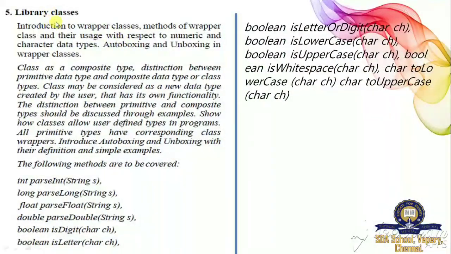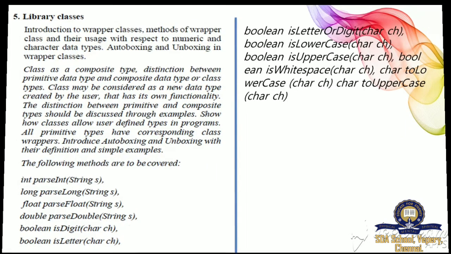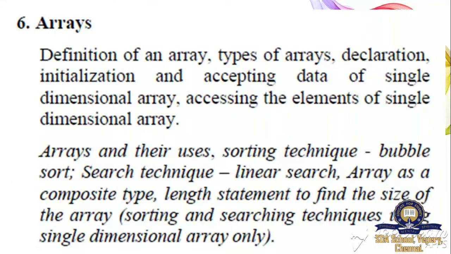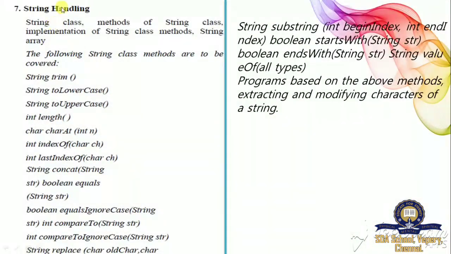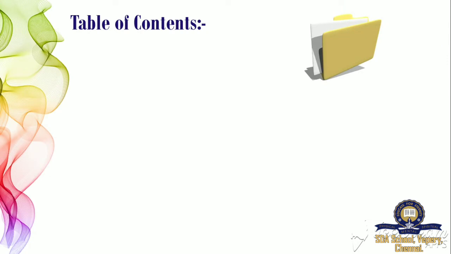And the fifth lesson is Java library classes. And the sixth lesson is arrays. The seventh lesson is string handling. So that's all. In your syllabus there are only 7 lessons. Now I hope you all are clear with the syllabus. Now let's get into the new lesson, Java library classes.